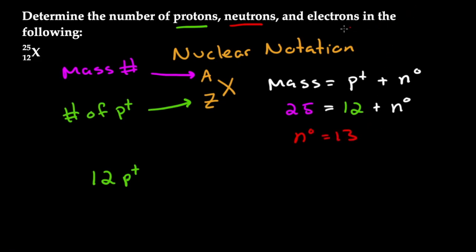And now to figure out the number of electrons in here, what we're going to do is look at the top right here and see if we see a positive or negative charge. And there's no number here or no sign, and so that means this is going to be neutral. And so for neutral elements, the number of protons has to match the number of electrons. And so if we have 12 protons, it means we have to have 12 electrons. And so we have 12 protons, 12 electrons, and 13 neutrons. And that's how you solve this problem.